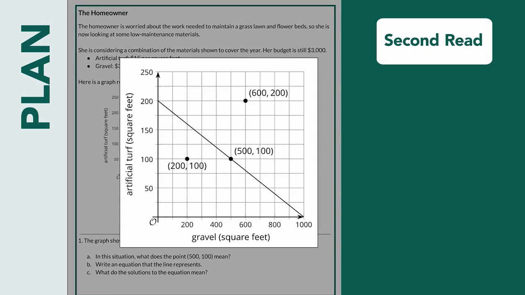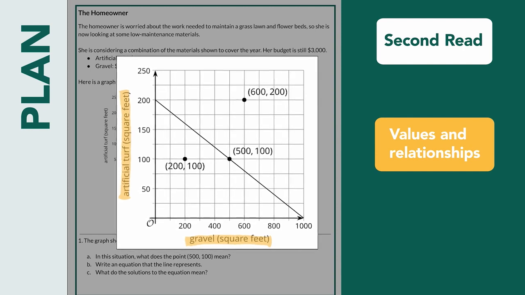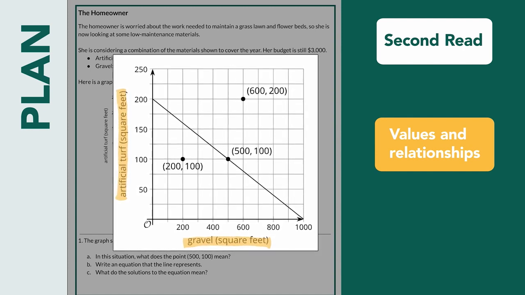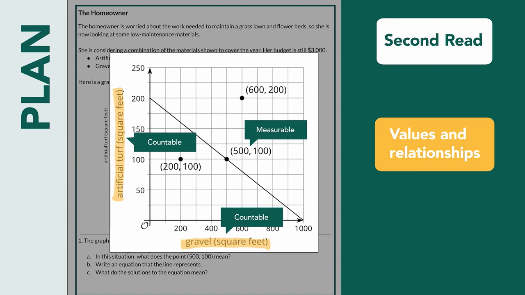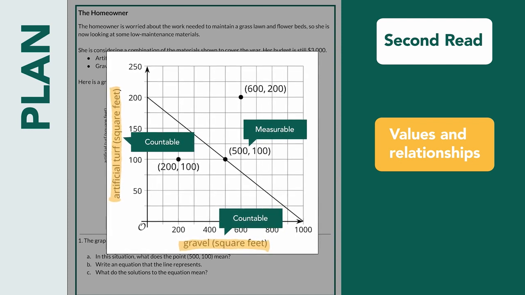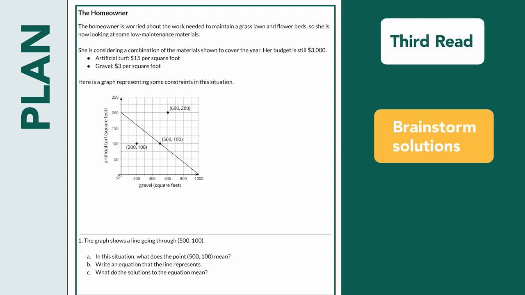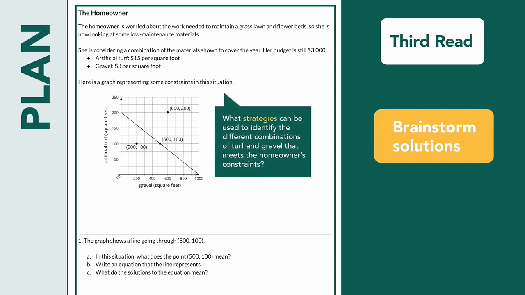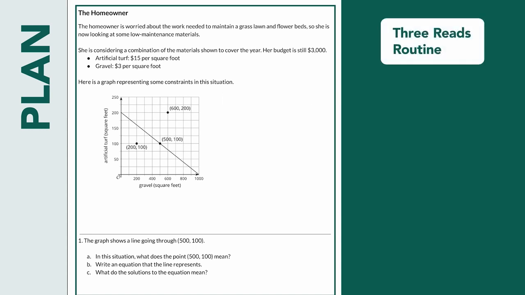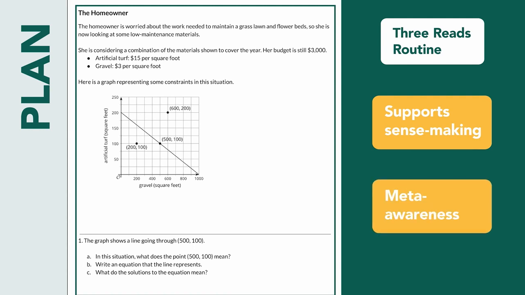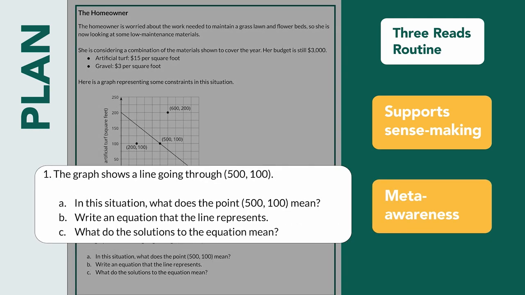Now, when I read, I'll focus more on the specific values and relationships among them. This is where students will focus on naming what is countable or measurable in the situation. Once the specific values and relationships among them are clear, I'll facilitate the third read to brainstorm possible mathematical solution methods. I'll ask what strategies can be used to identify the different combinations of turf and gravel that meets the homeowner's constraints. The idea here is the routine supports sense-making and meta-awareness of mathematical language so students are ready to answer the questions in the task.